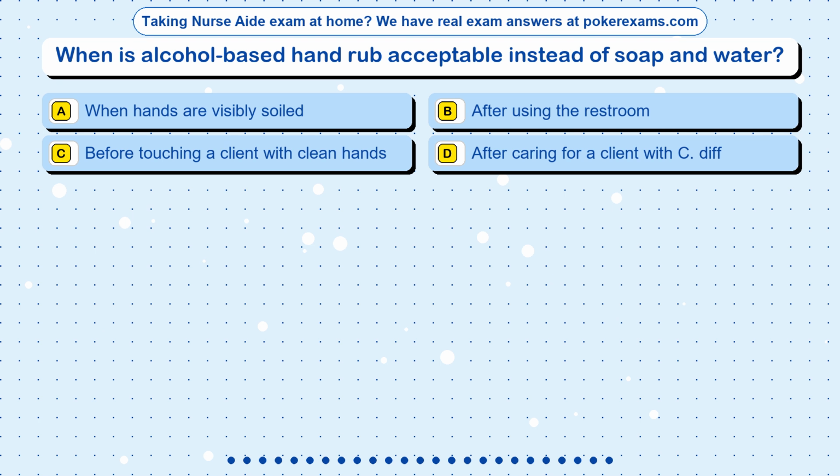Question 15. When is alcohol-based hand rub acceptable instead of soap and water? Option A, when hands are visibly soiled. Option B, after using the restroom. Option C, before touching a client with clean hands. Option D, after caring for a client with C. diff.